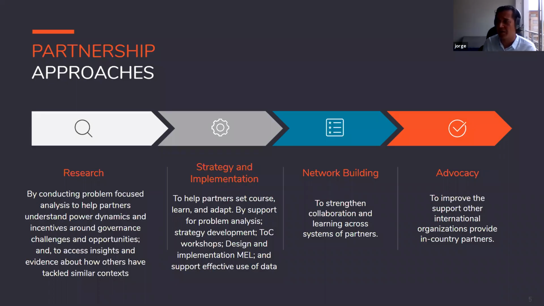We basically work around four types of partnership approaches. They are research, so we conduct research on what is happening and how to address relevant challenges in the anti-corruption, open government, and service delivery spaces. We support the strategy and implementation by those change agents, be it agents at the country level, at the global level, or at the regional level. We also help these agents to strengthen their networks by facilitating dialogue, facilitating learning exchanges, and other types of things. And we also engage in advocacy to try to use lessons from this work to influence other relevant stakeholders.